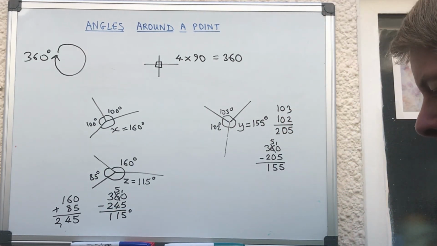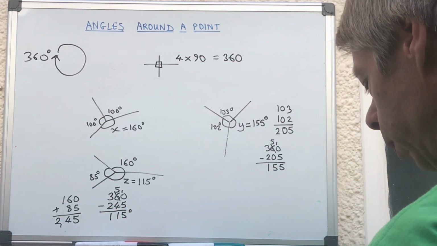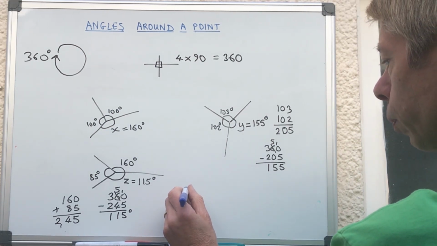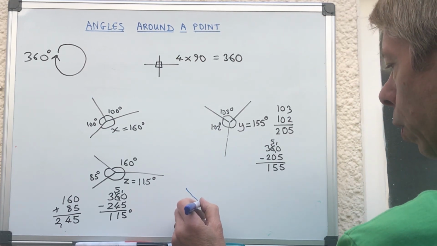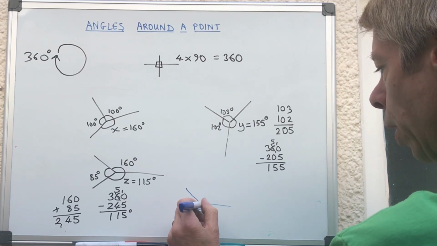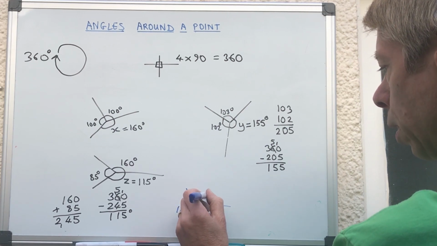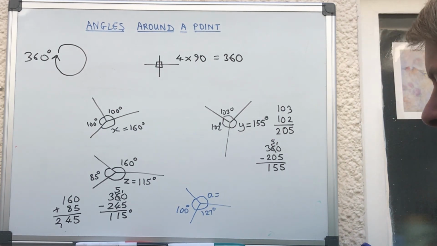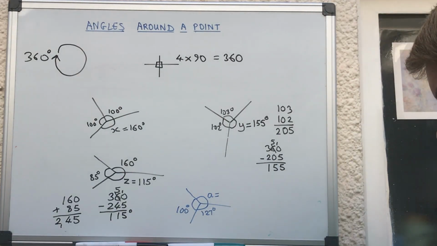Okay, do one more and then we're going to do a little test. So this time we've got 100 degrees here, that's 127 degrees, that's 100 degrees, and this is, let's call this angle A. A stands for angle. So quite often when you label angles, you do have things like angle A, B and C. Quite common, probably just as common as X.